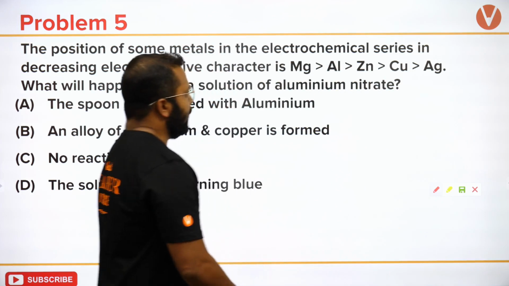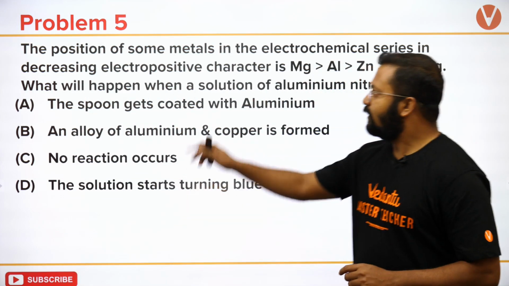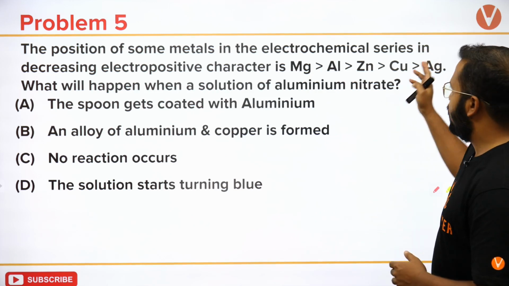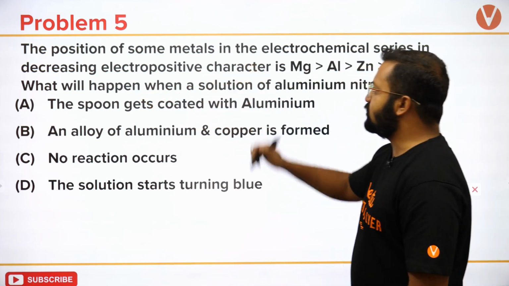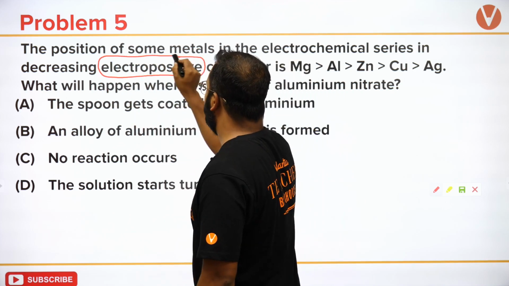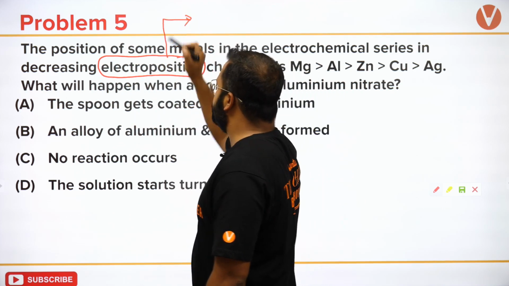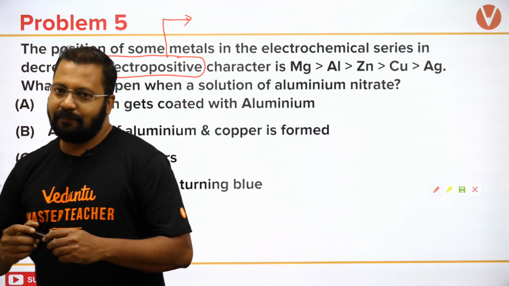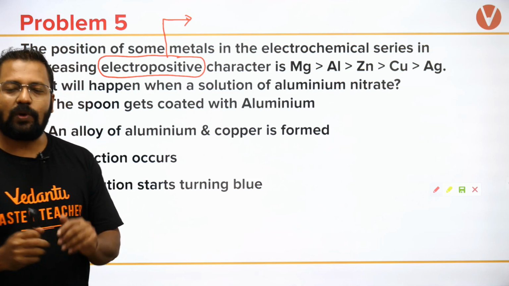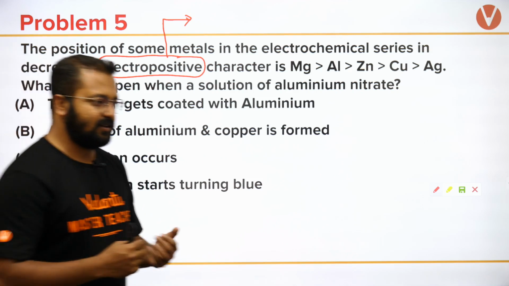Now let's look over here. The position of some metals in the electrochemical series in decreasing electropositive character. What is the meaning of electropositive? Can you tell me what is the meaning of electropositive character? You have read this in periodic properties.